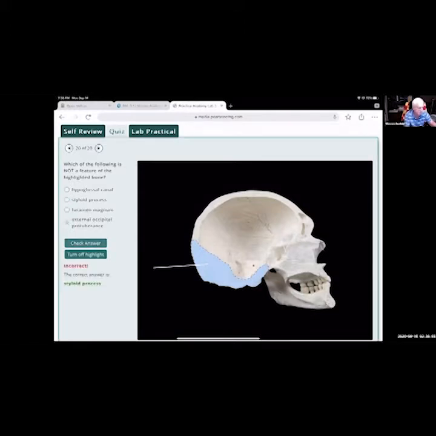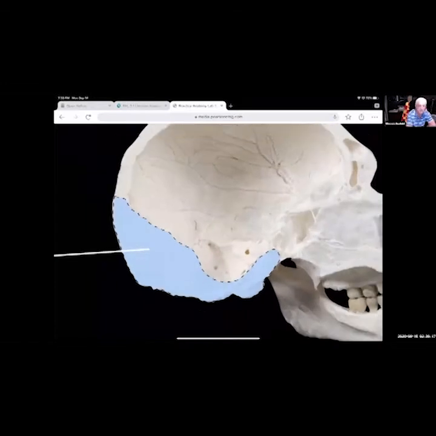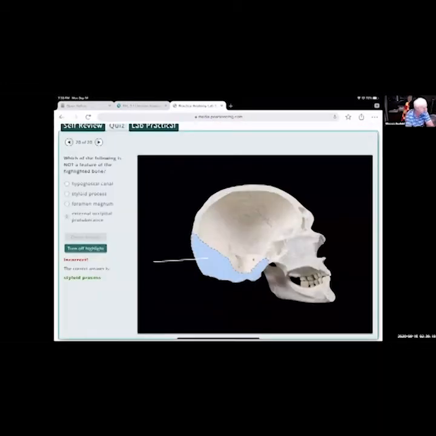Let's check it. Incorrect. It's the styloid process. You were right. The styloid process is part of the temporal bone. The external occipital protuberance is part of the occipital bone. I thought it was part of the temporal bone, to be honest, but I'll have to go back and double check. All right.